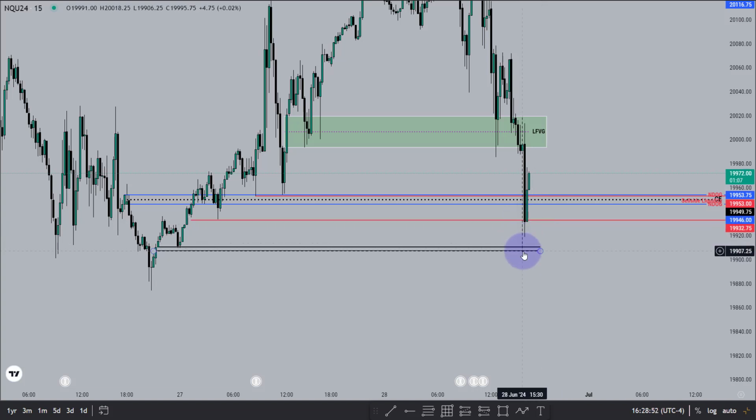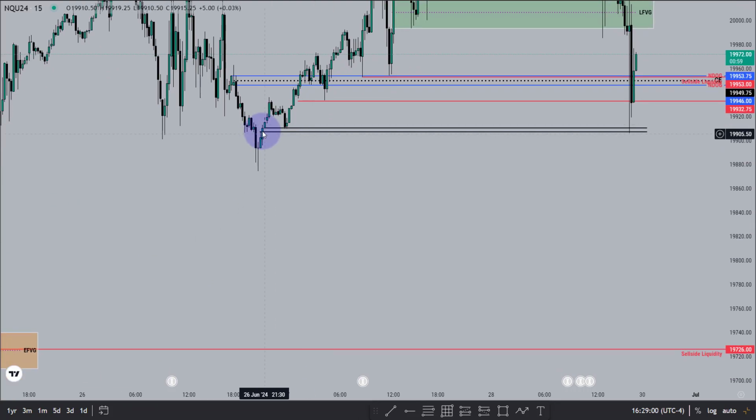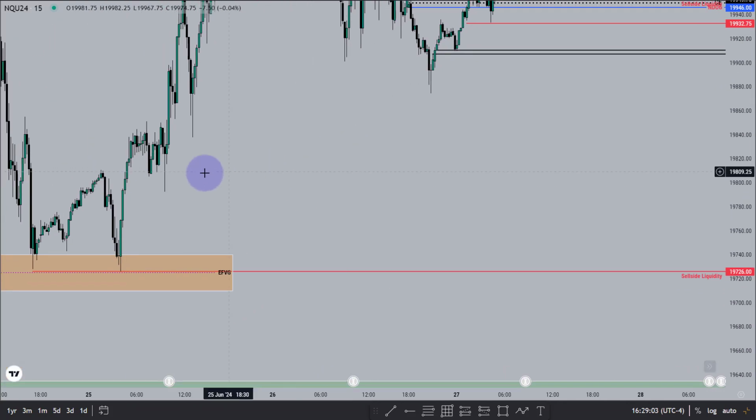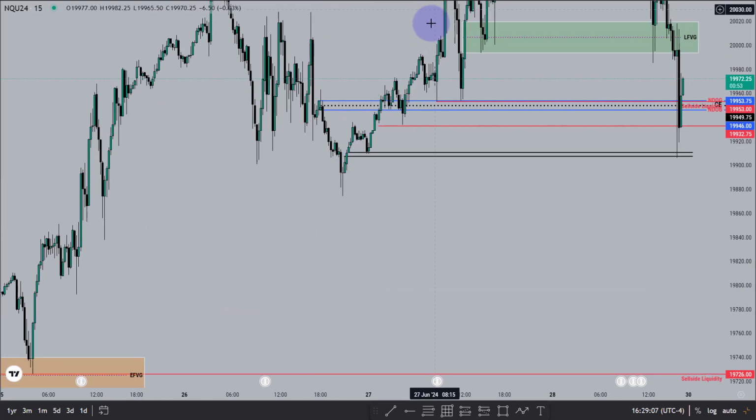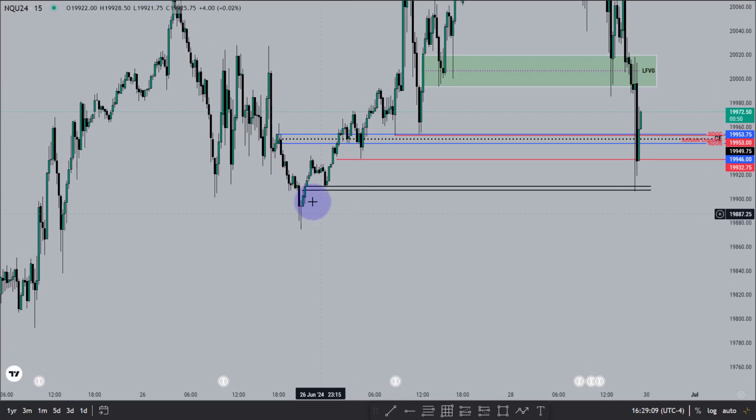Here, where the market reached, it reached exactly to that last fair value gap from the 15-minute chart. You should not have any confusion about that, because below this last fair value gap, I have the next last fair value gap around that area. But to that specific leg, this is the last fair value gap. Below this last fair value gap, you have this sell side liquidity.